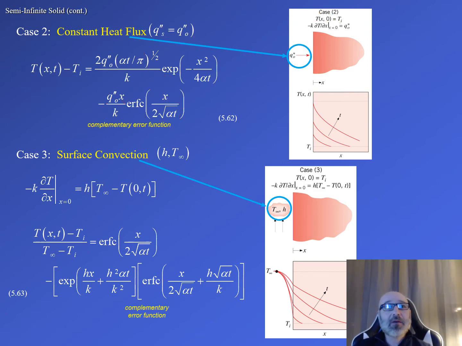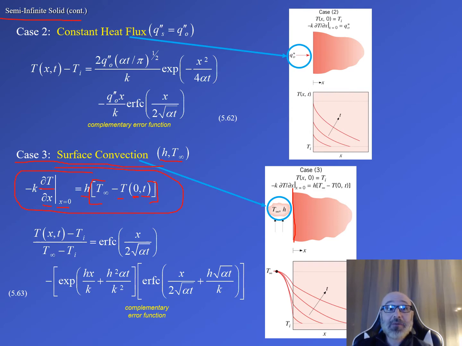Now let's move on and take a look at our third case, surface convection, again for our semi-infinite solid. If we take a look at this, we're dealing with our h and our T sub infinity. We have this relationship that negative thermal conductivity k times the partial derivative of temperature with respect to position, where x is at 0, right at the surface, is equal to our h value times the temperature difference of our surroundings, T sub infinity, minus our temperature at x equals 0 at some time t.